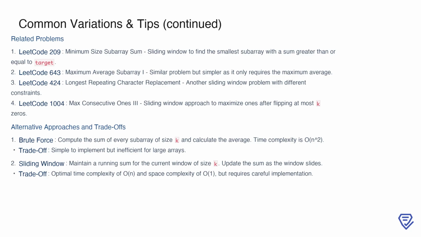Beyond these examples, it's also helpful to consider alternative approaches. The brute force method, while conceptually easy to grasp, involves computing the sum of every subarray of size k, resulting in a time complexity of O(n squared). While it's simple to implement, it's impractical for large arrays. In contrast, the sliding window approach maintains a running sum for the current window of size k, updating it as the window slides. This method is far more efficient, with O(n) time complexity and O(1) space complexity, though it does require careful implementation to avoid mistakes.